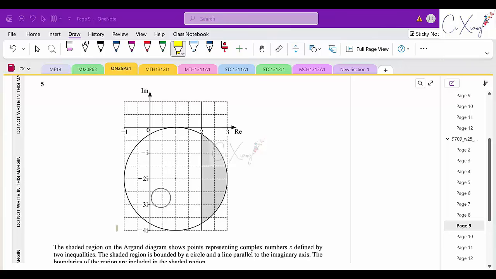There's a shaded region. They give us the shaded region on the Argand diagram. Show the point representing the complex number z defined by two inequalities.